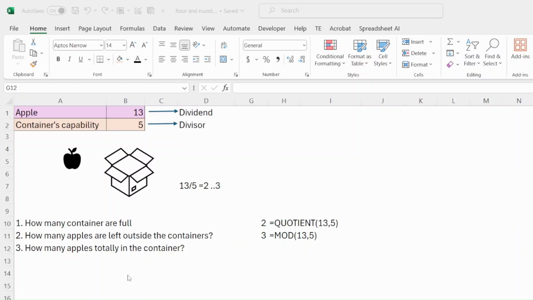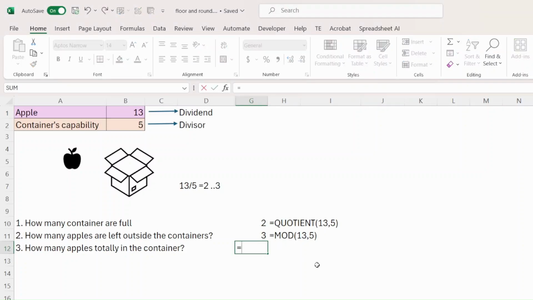The third question is, how many apples are there in total in the containers? For this question, you can simply use the idea that we have 2 full containers, and each container can only hold 5 apples. So 2 times 5 equals 10.